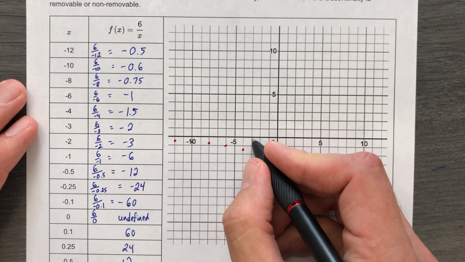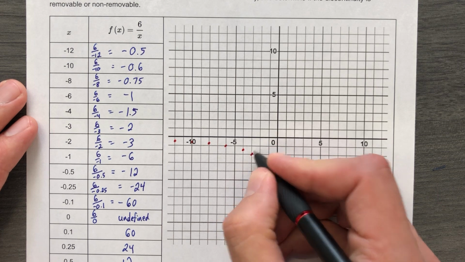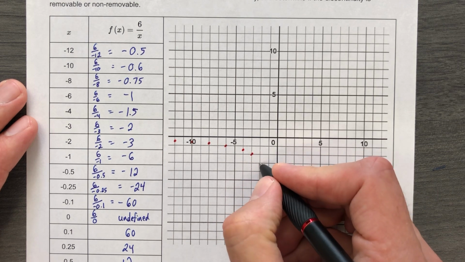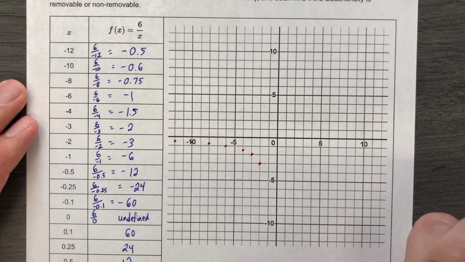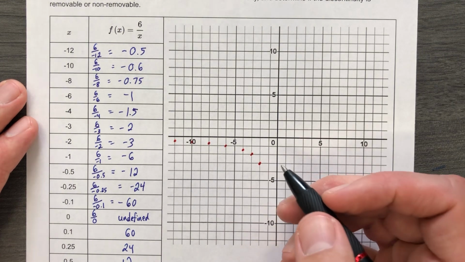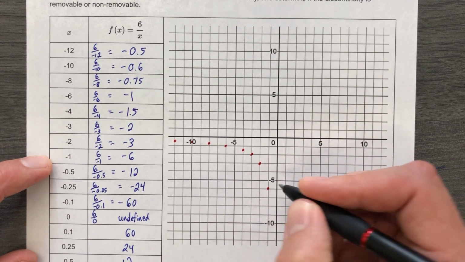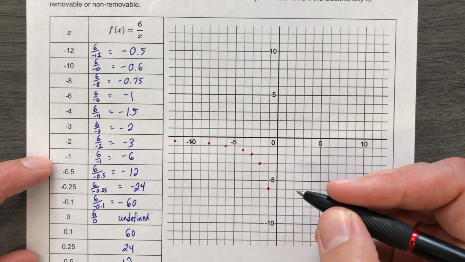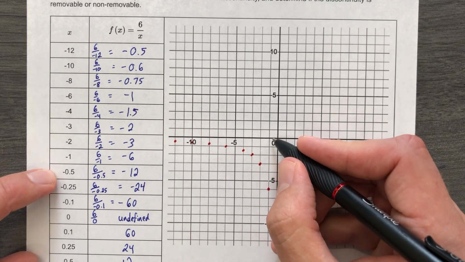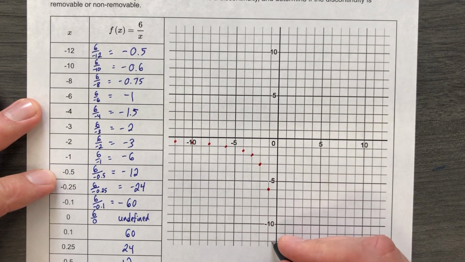Negative 3 gives me an output of negative 2. Negative 2 gives me an output of negative 3. Okay, a little bit of symmetry there. And negative 1 is going to give me a negative 6. Negative 1/2 is going to give me negative 12.